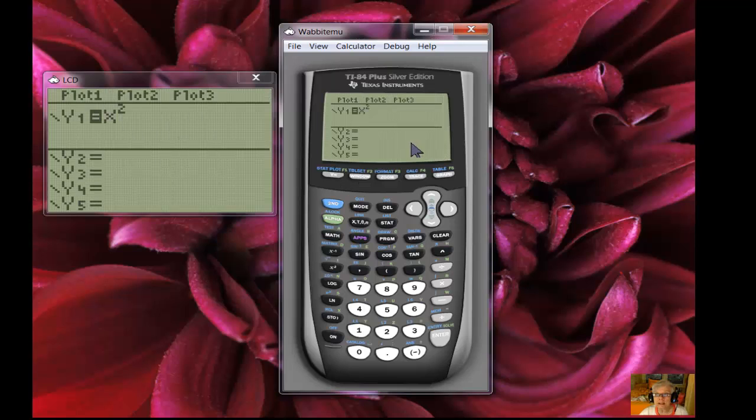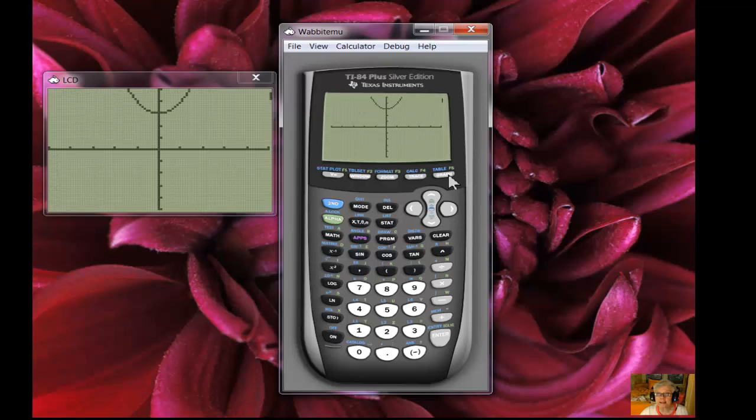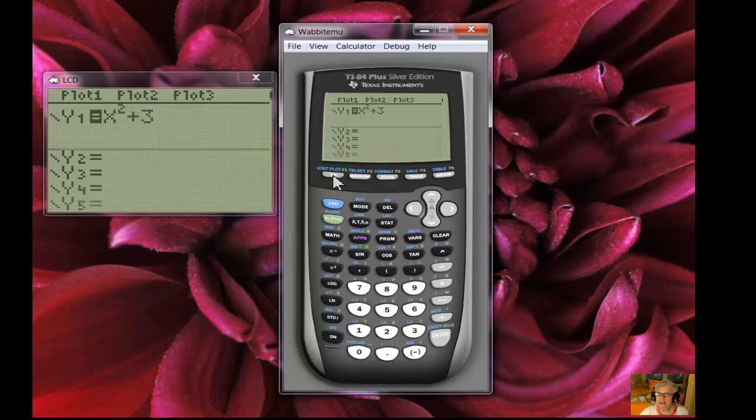If I go back to y equals and I come over to the end, I can add a +3. And that will actually physically move the graph up 3 places. And I can go back. Okay.